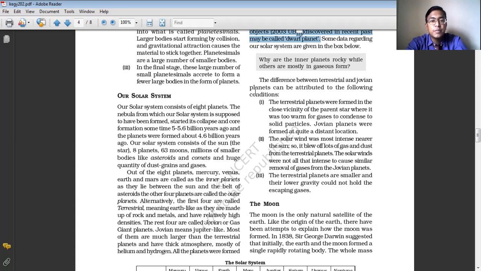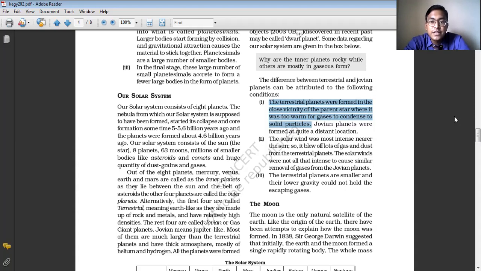Some of the basic differences between the terrestrial and the Jovian planets are as follows. The terrestrial planets are formed in the close vicinity of the parent star, where it was too warm for the gases to condense to solid particles. The terrestrial planets, that is the first four planets, have been formed very close to the parent star. And the parent star is the sun.